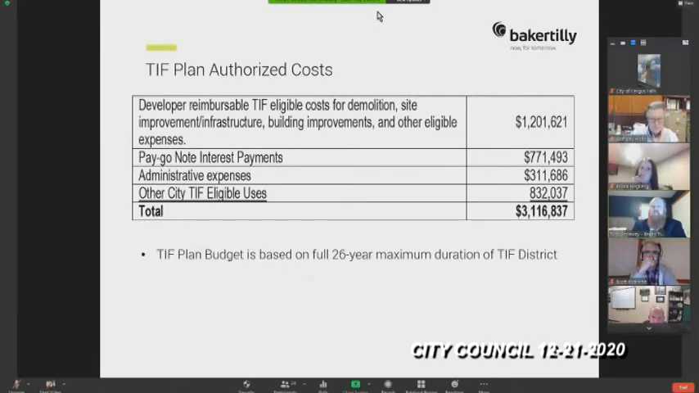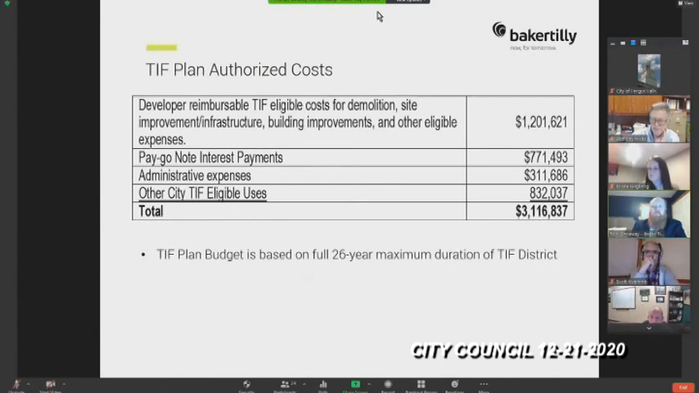So the TIF plan provides the authorization for the city to enter into future obligations. The TIF plan in and of itself doesn't obligate the city to do necessarily anything, but it does provide them with the authority to enter into future obligations, which is what the development agreement would then be. That development agreement, the pay-as-you-go note within that development agreement, would be the actual obligation that the city would be entering into. The TIF plan just gives the city the authority to enter into that.